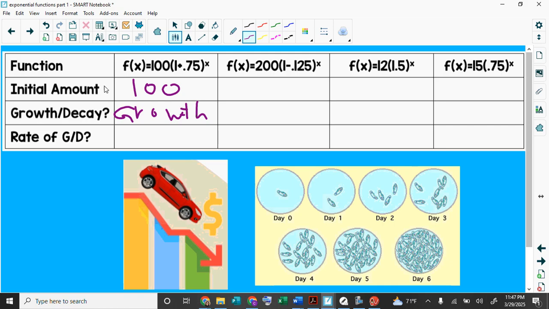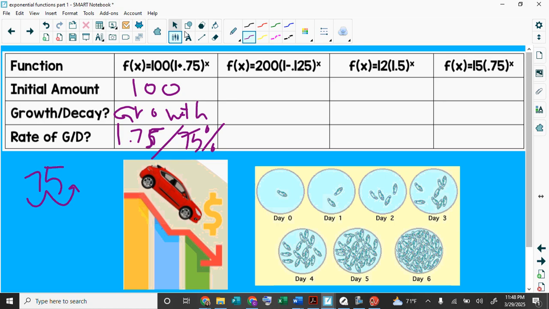And then the rate of growth or decay, or my growth factor, how much did it grow? Well, 1.75 is my growth factor, and then the rate, that's a percent. So this 0.75 as a decimal, as a percent, you move it over twice, and then it becomes 75% is my rate of growth.